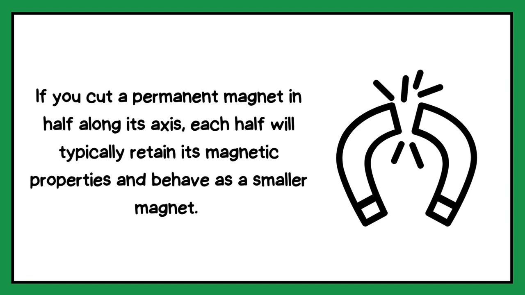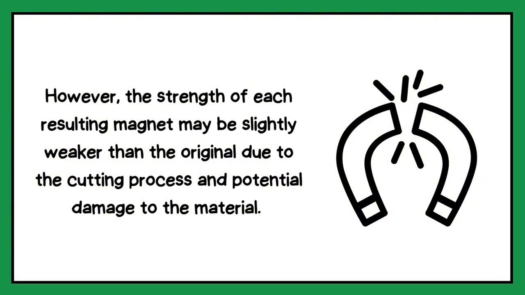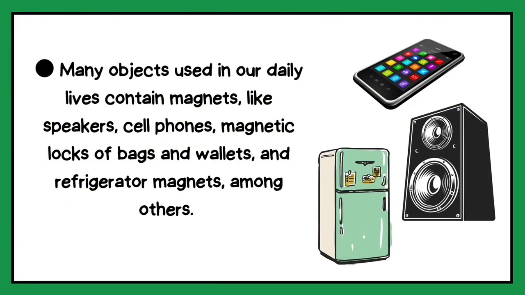If you cut a permanent magnet in half along its axis, each half will typically retain its magnetic properties and behave as a smaller magnet. However, the strength of each resulting magnet may be slightly weaker than the original due to the cutting process and potential damage to the materials. Many objects used in our daily lives contain magnets, like speakers, cell phones, magnetic locks of bags and wallets, and refrigerator magnets, among others.